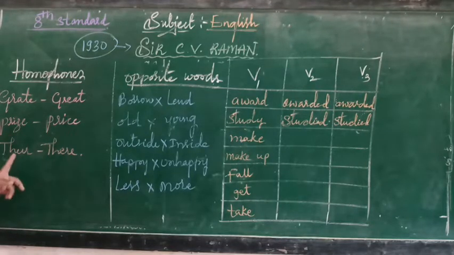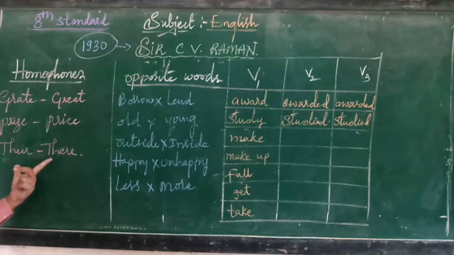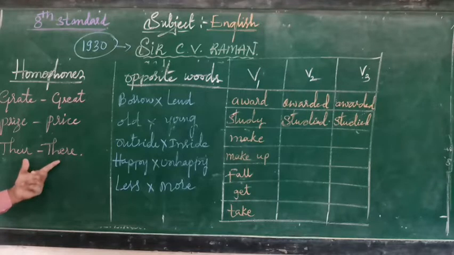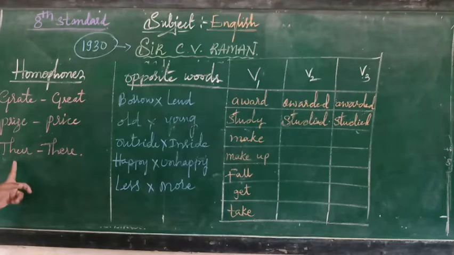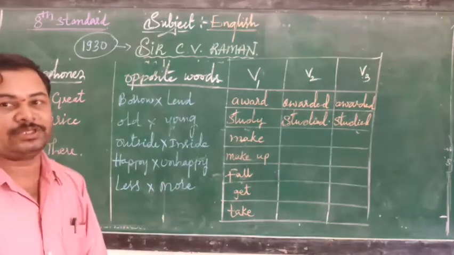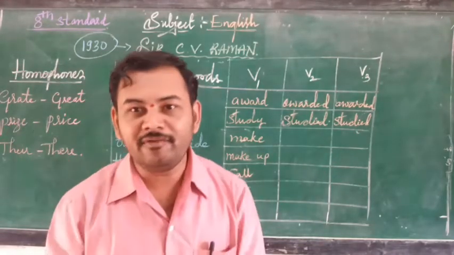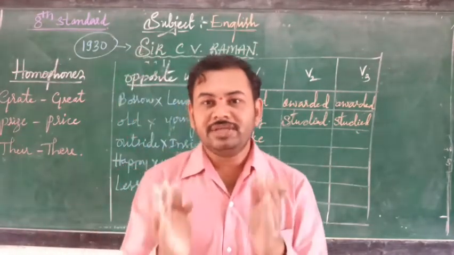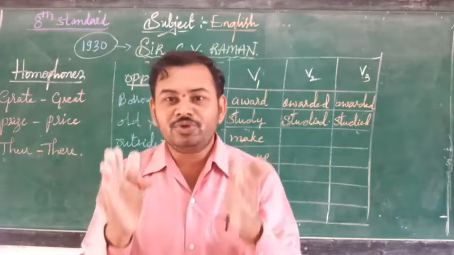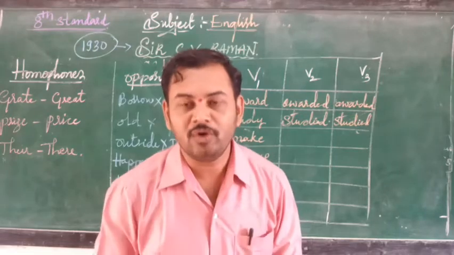Got it? Then there, their. See, observe here. There is no similarity between these two words. T-H-E-I-R, T-H-E-R-E. Though we pronounce alike, they are different in meaning and spelling. These are known as homophones. Got it? My dear student, there are a number of homophones in the context. See, in today's homework, you should list out 10 homophones. Got it? How many? 10 homophones.